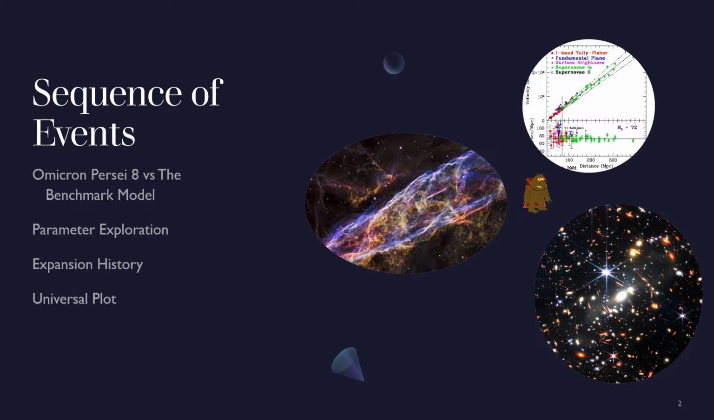I'll be leading us through the sequence of events much like it's described in the syllabus. First, Omicron Persei versus the benchmark model and what that looks like on the power spectrum. Next, parameter exploration and the ratios and parameters of my universe versus the benchmark model. Next, the expansion history and the different checkpoints that the universe I created would hit during certain points in time, and how that compares to our own universe. And finally, I'll end with the universal plot and where my universe matches up on it.